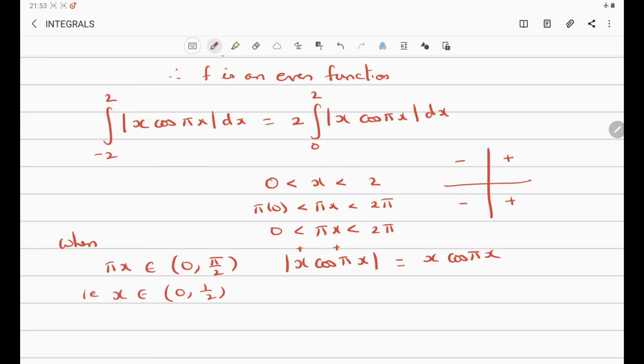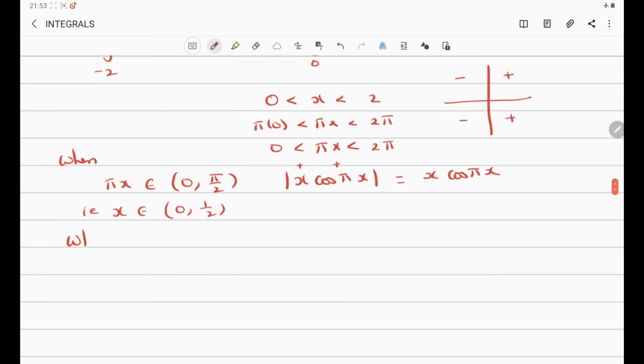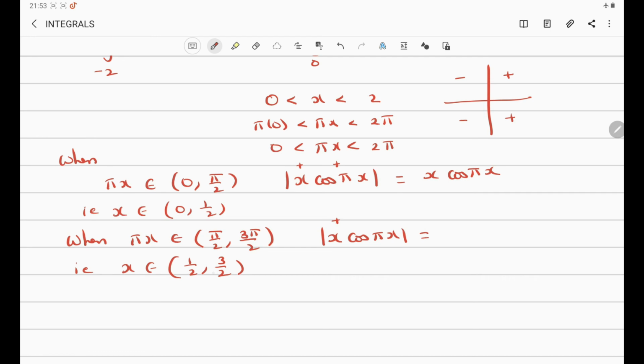So this is the first case. Then when pi x belongs to the second and the third quadrant, that is pi by 2 to 3 pi by 2, that is x belongs to half to 3 by 2. Modulus of x cos pi x will be, x is a positive value because it is a value between half to 3 by 2, and cos pi x is a negative value. Plus into minus is minus, which means we get modulus of negative, which is minus of x cos pi x.